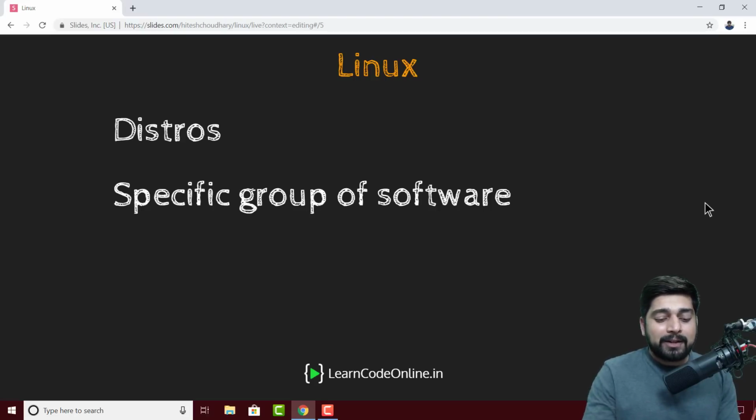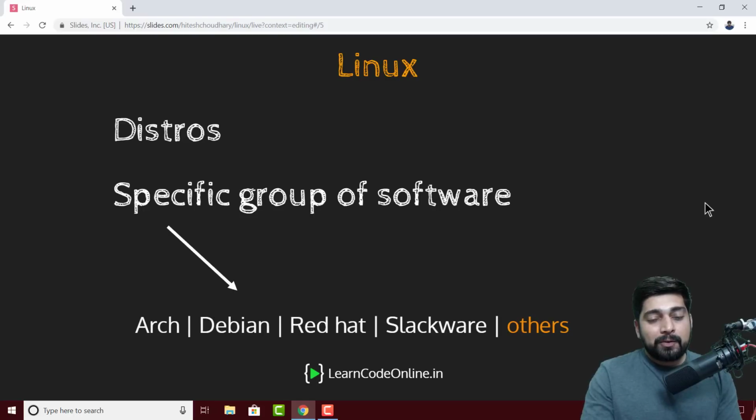So what are the famous companies that are launching these distros? The most common ones are Arch, the second one is Debian, a very popular one, another one is Red Hat, and another one is Slackware. Now, by no means do I want to say these are the only ones. That's why the word other is there. There are so many other companies, small and big, which are also maintaining their own distribution groups, also known as distros. And mostly you're going to be seeing the distros made by the Debian or the Red Hat group.